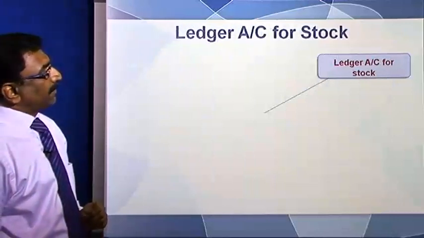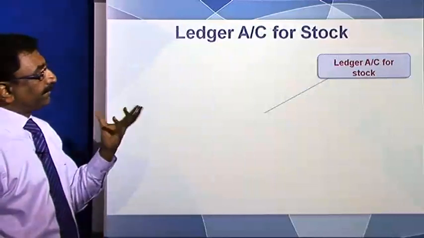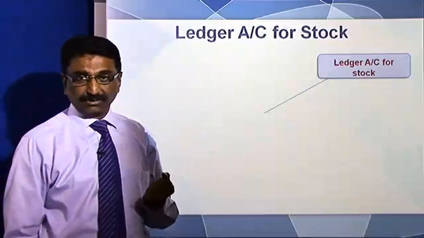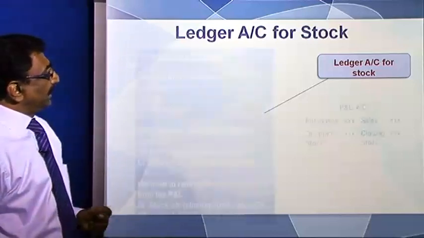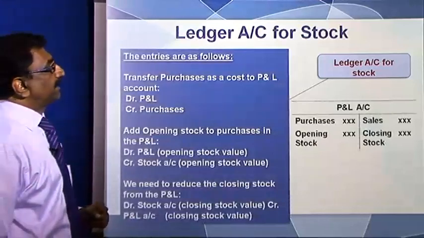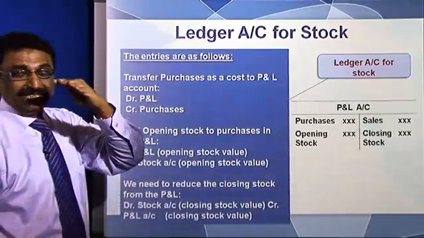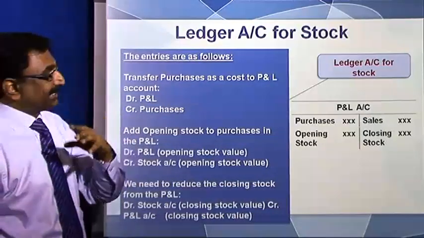So, the last part of our session is understanding how we account for stock. Once the stock taking is done, we have the stock figures, and based on that we can pass the accounting entries. Basically, we need to arrive at the cost of goods sold.